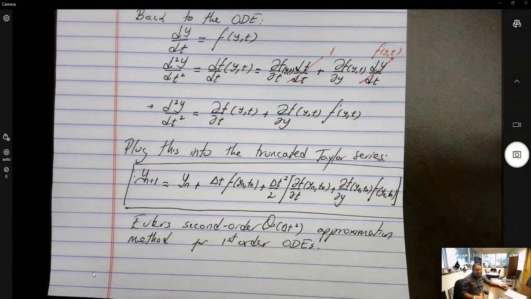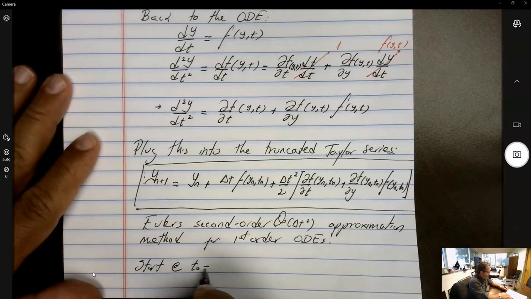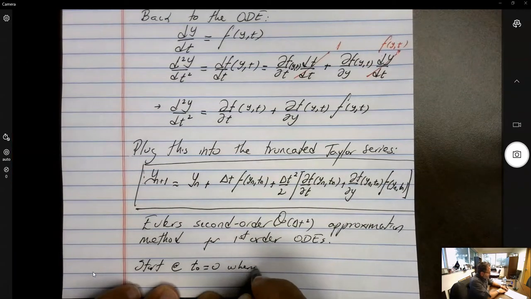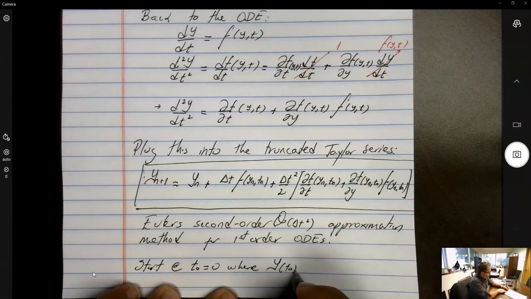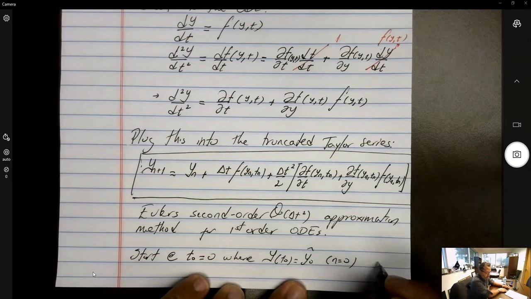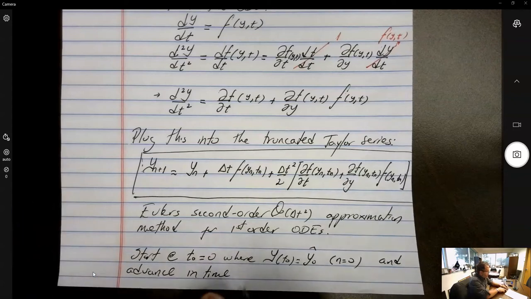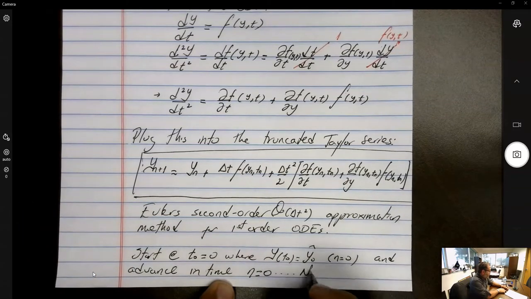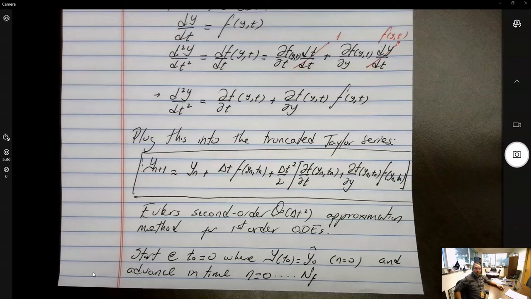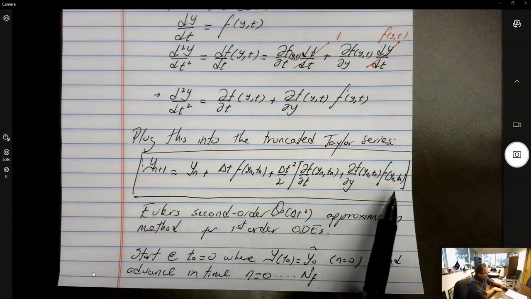The process is identical. So start at t0 equals 0, where y of t0 is equal to the given y0. That's n equals 0. And advance in time from n equals 0 all the way to some final time. So you're going to perform nf time steps, so you can find nf plus 1 values of the solution y at discrete values of time by implementing this explicitly.